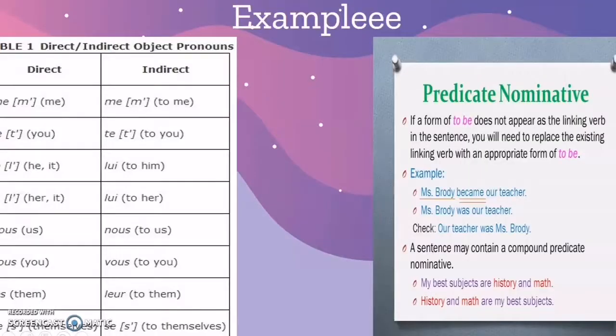Next, look at this example. You are able to know what is a direct and indirect object. This is a predicate nominative. If a form of to be does not appear as the linking verb in the sentence, you will need to replace the existing linking verb with an appropriate form of to be. For example, Miss Brody became our teacher. Miss Brody was our teacher. So you can say that our teacher was Miss Brody.